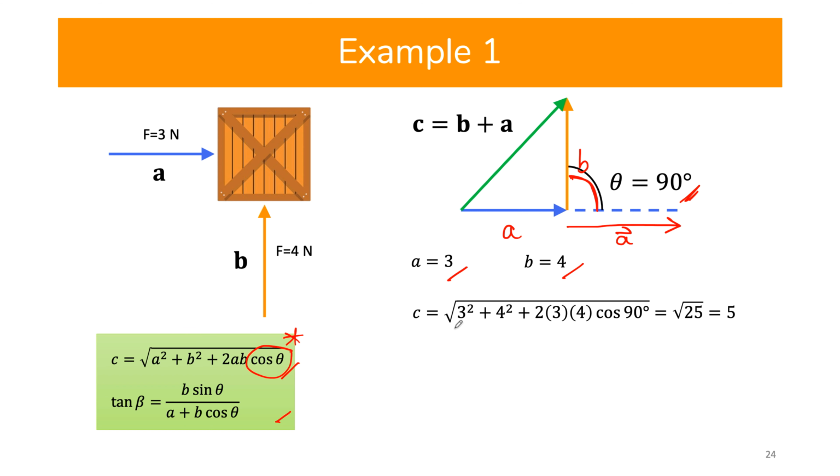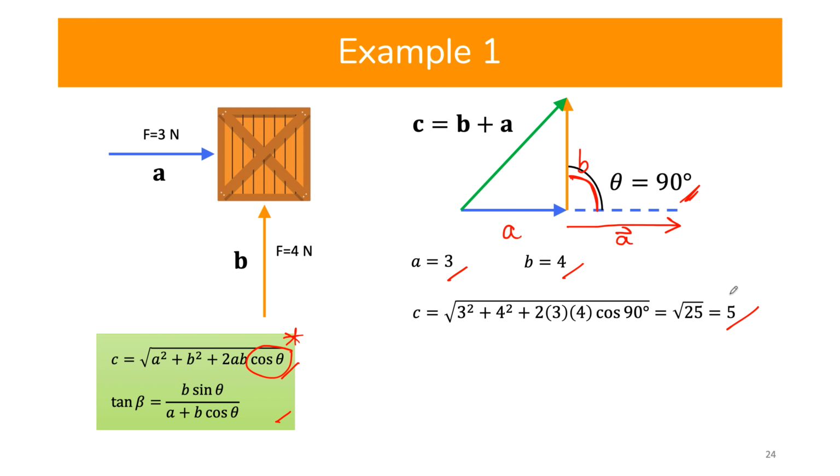Now, C is going to be the square root of A squared, which becomes 3 squared, plus B squared, which becomes 4 squared, plus 2AB cosine theta. So this gives you the square root of 25, and therefore C is 5. So the magnitude of the vector C is 5.